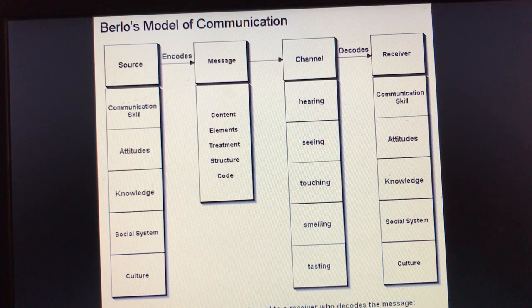Now let's move to the channel part. Channel, like I told you before, is the medium through which the message is transferred from the source to the receiver. What are the things that go into the channel? Channel is hearing, as per Berlo. Channel is hearing, seeing, touching, smelling, tasting. So basically your physical elements come into the picture in terms of understanding the medium through which the message is passed on.